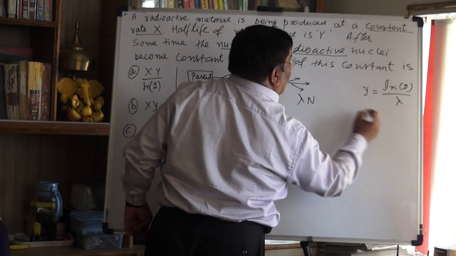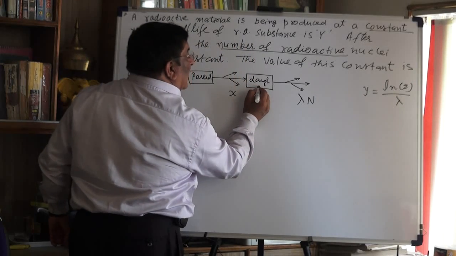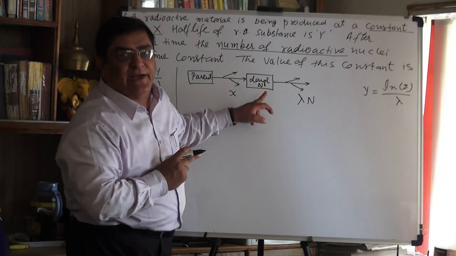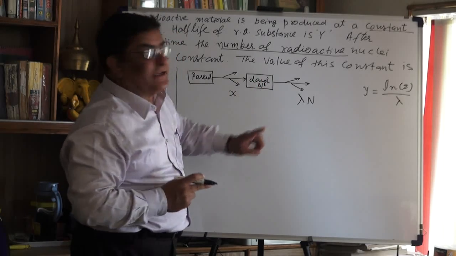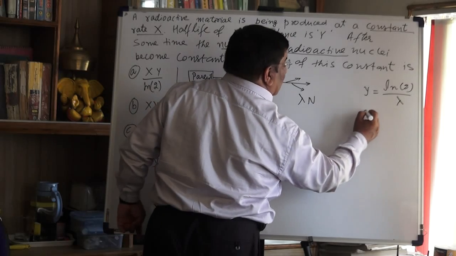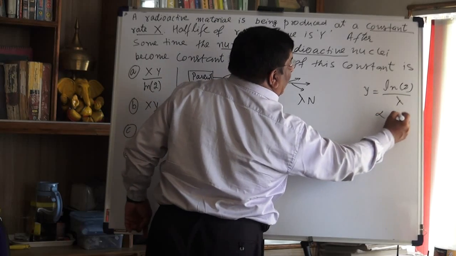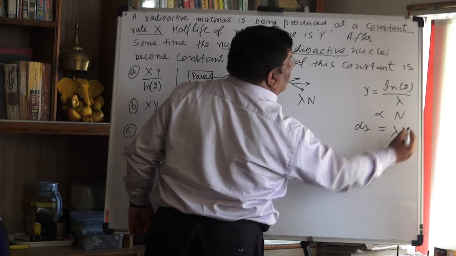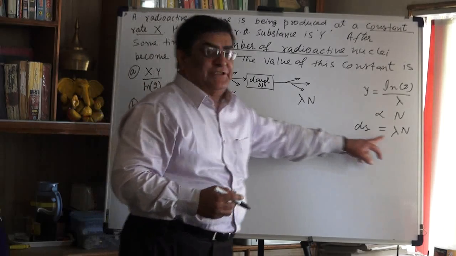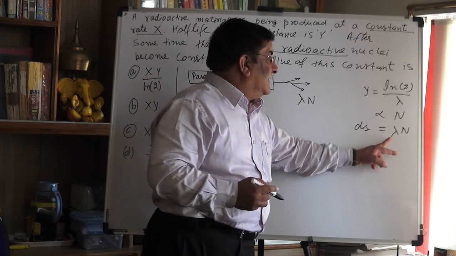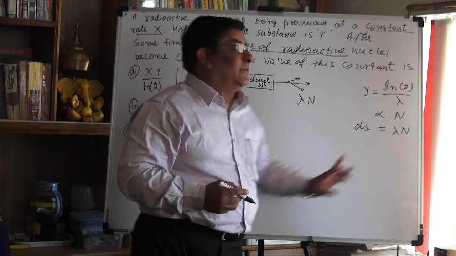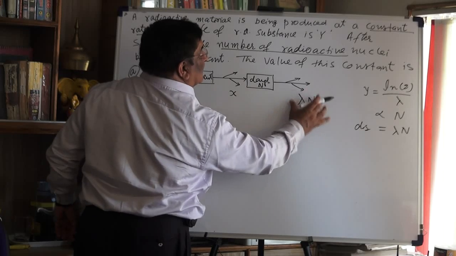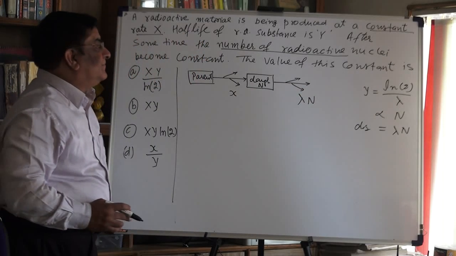We understand that if at any instant the number of radioactive nuclei is n, then disintegration is proportional to n, or disintegration is equal to lambda into n. The particles which are disintegrating is equal to lambda into n. So if n are the particles here, then lambda n are getting disintegrated every second.